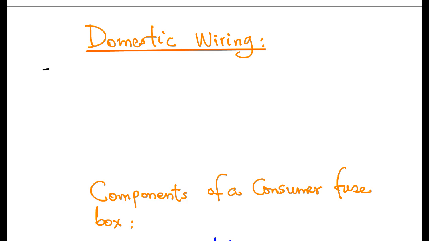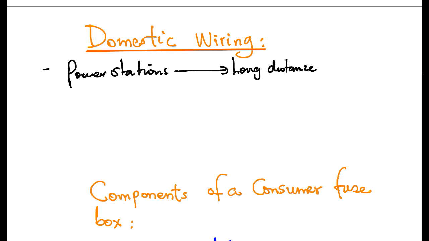So, electrical power is produced at power stations. Then transmitted over long distance. Then finally to consumers, whose rate of consumption depends on the size.